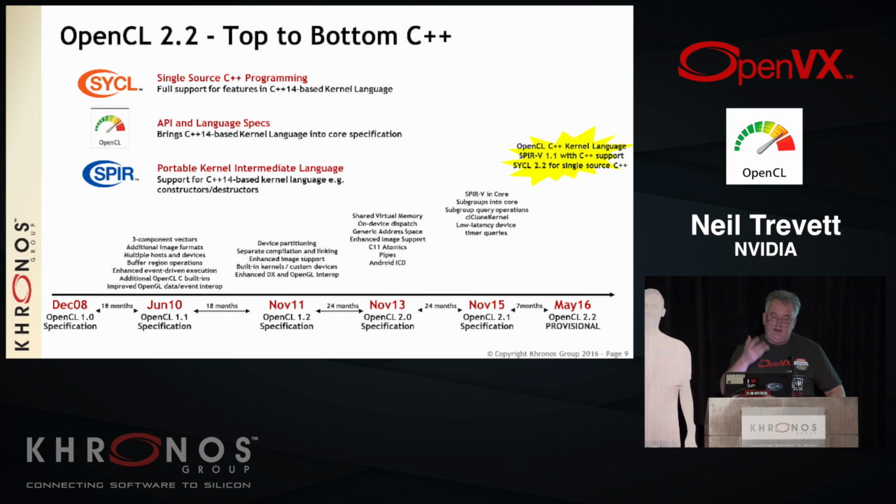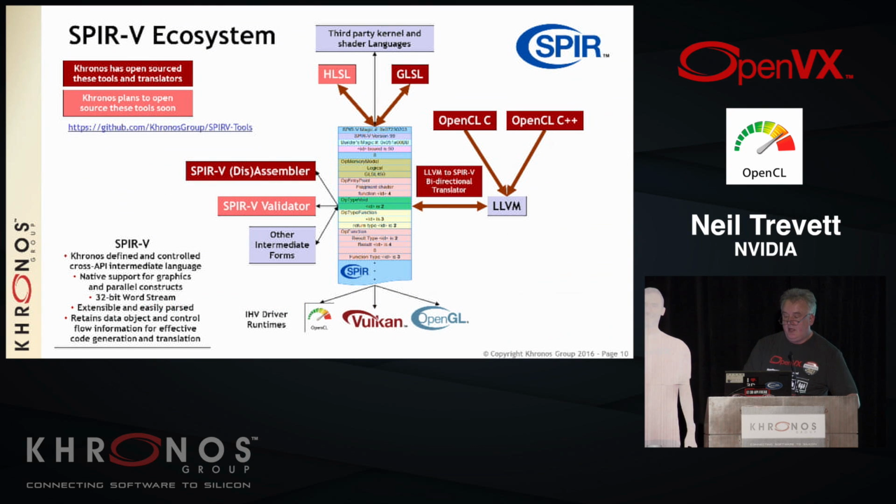But 2.2 is interesting. It's not just one spec, it's actually 3 specs working in parallel. It's the OpenCL spec itself, which brings in some API changes plus the C++ kernel language. Underneath is the SPIR intermediate representation, and SPIR-V was upgraded to 1.1 to support the C++ constructs. And over the top, SYCL, which is a single source C++ programming framework based on C++14. All 3 work together, so you have top to bottom C++ support.